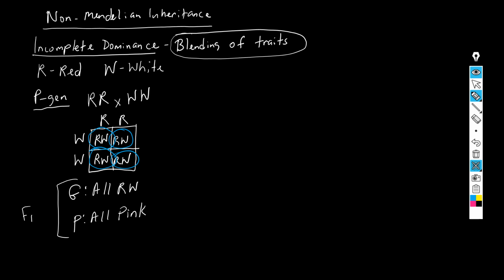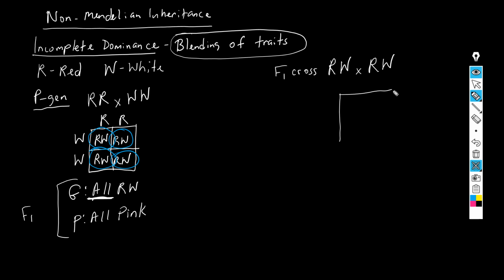Since we began with two parents up here in our P-gen that were homozygous for different traits, that allows us to get 100% of the same genotype in the F1, which allows us to do our F1 cross. And so our F1 cross would be RW crossed with an RW. And we know that because that is all that we have to cross in that F1 generation.